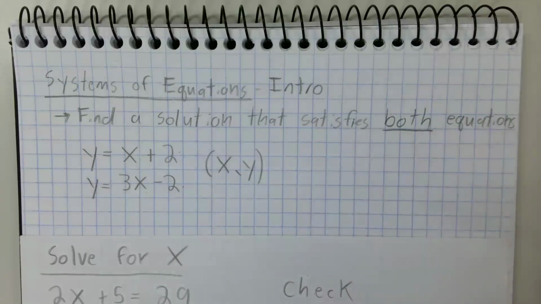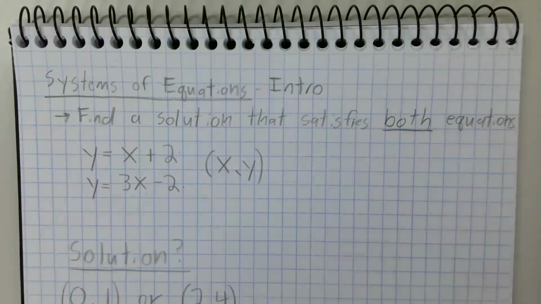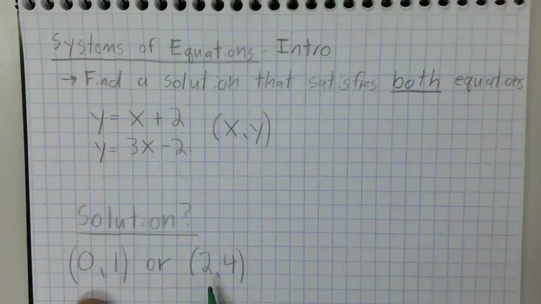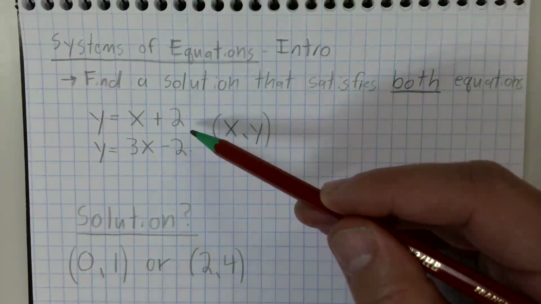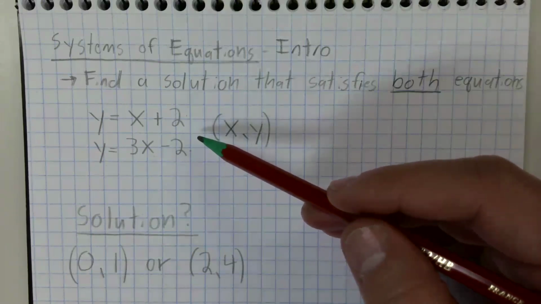The way we're going to do this is we are going to plug in different values and we're going to see if they work. So right now we're dealing with (0, 1) or (2, 4). We're going to test out to see if any of these solutions work for this system of equations.